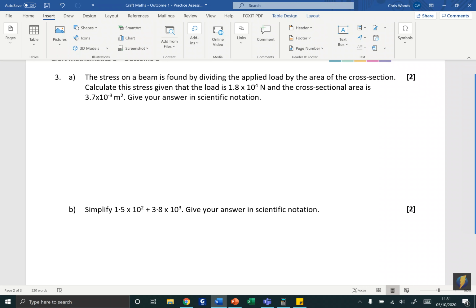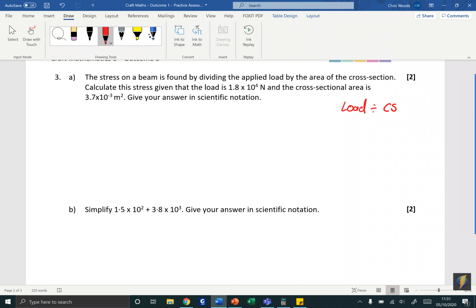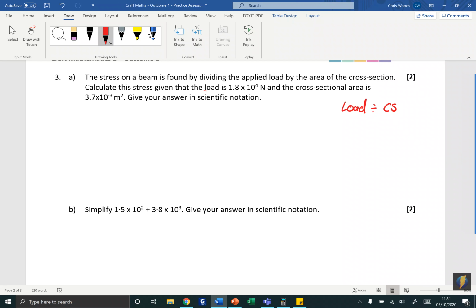So we're going to take the load and divide it by the cross section. I know there's a lot of text in there, but all you're going to do is take these 2 numbers and do something with them in terms of multiplying. Well, we're going to divide them. You just need to get the order correct. So there's your load, and the cross sectional area is this. So it's load divided by the area.